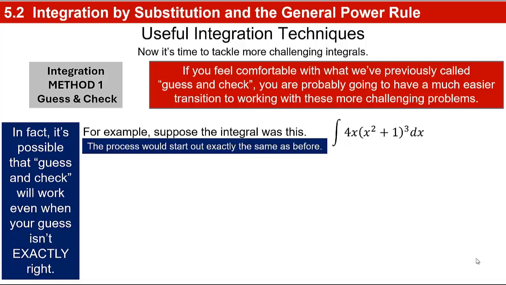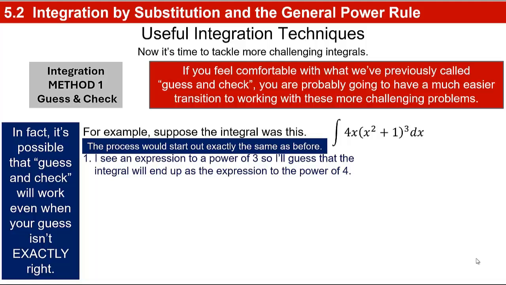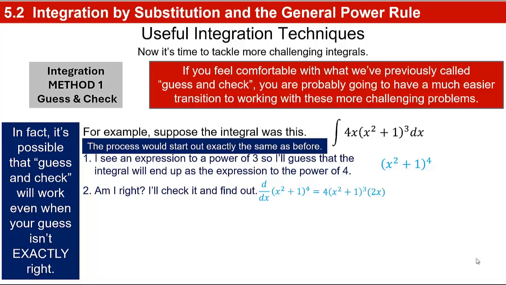So the process is the same. I go through there and I make a guess, an educated guess, by realizing that the power of 3 will probably go up to 4. So my guess, just as before, is the quantity x squared plus 1 to the 4th power. I have to check and see if my guess was right, and I do that by taking the derivative of my guess. Well, that's exactly the same thing I did before, so I'm not going to make a big deal out of it.